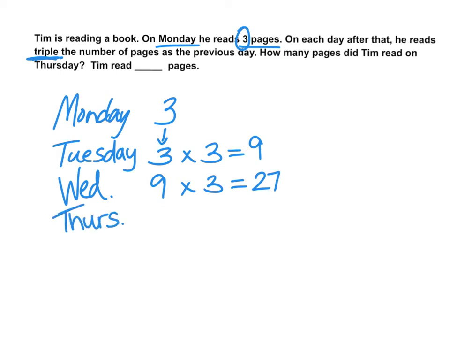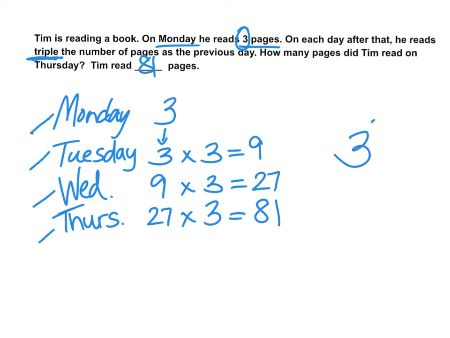And Thursday, this is what we need to solve for. How many pages did he read? Well, he's up to 27 pages, and he's tripling that number now, which is 81. So Tim read 81 pages. That time I just kind of walked you through and worked everything out. But there's another way we could do this. We could use some exponents to figure this out. So we know that we're starting with that 3 pages, and we're tripling every time. And so we're going to take 3 to the 1, 2, 3, 4th power, which also would equal 81.